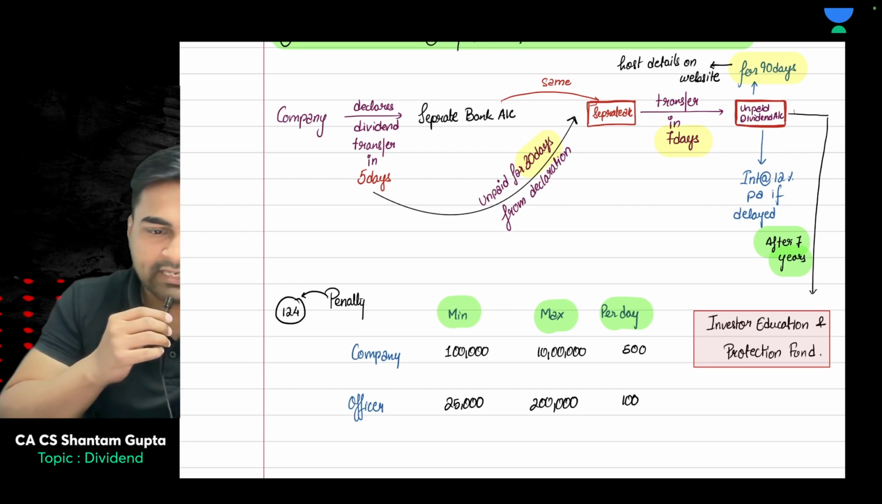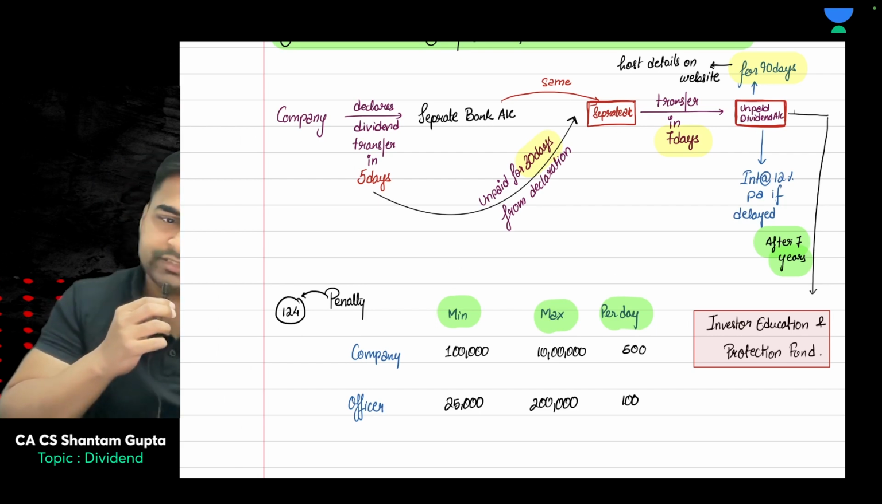Government company can declare a dividend even if the three conditions are not satisfied, because the section does not apply to government.